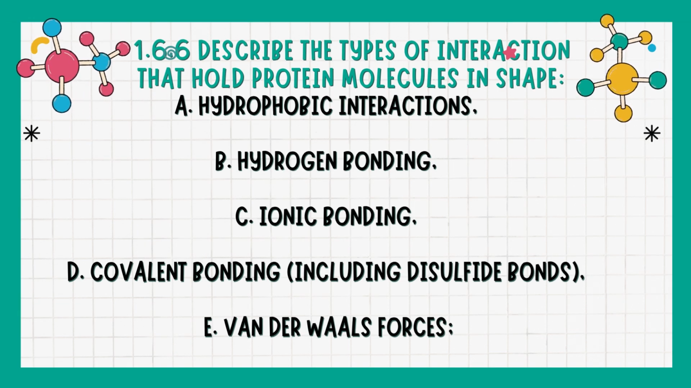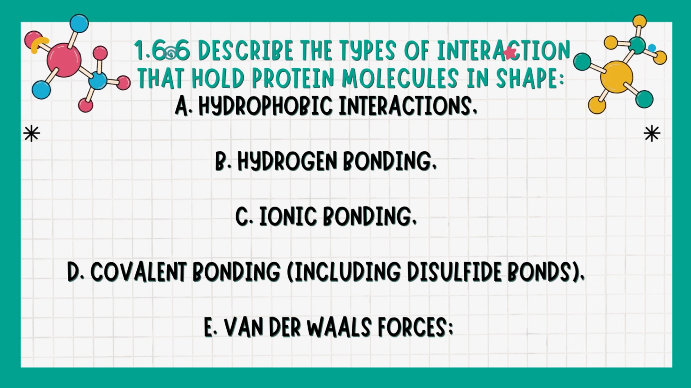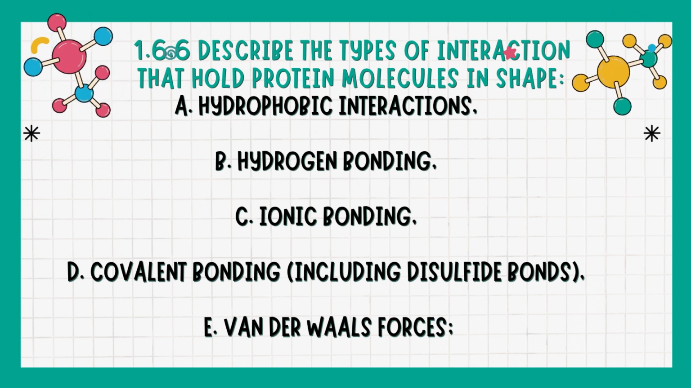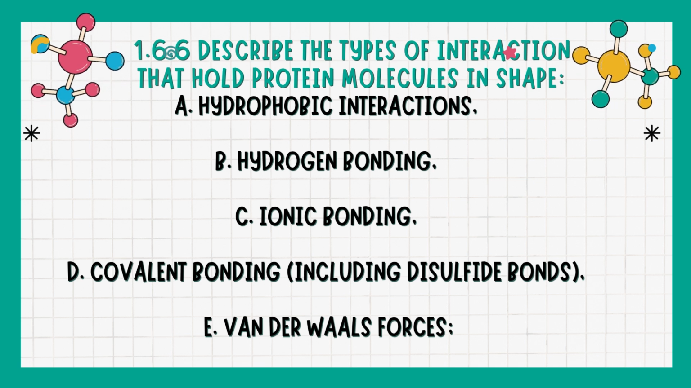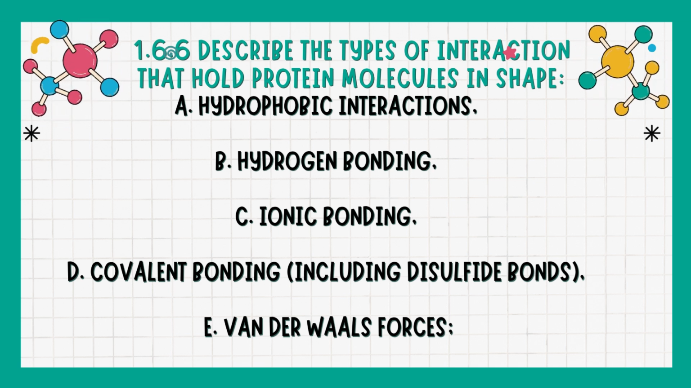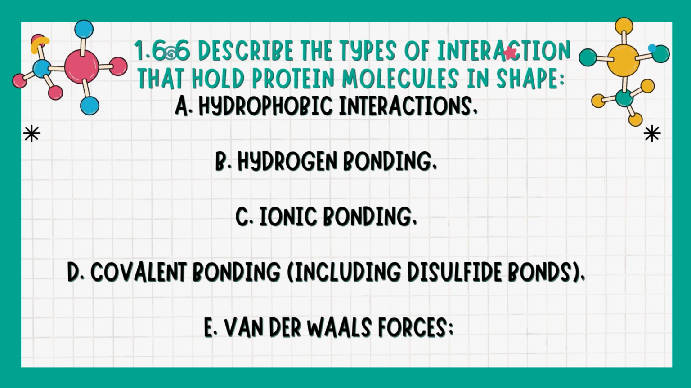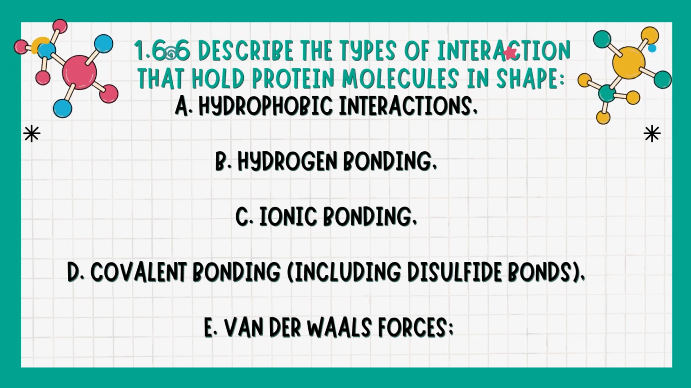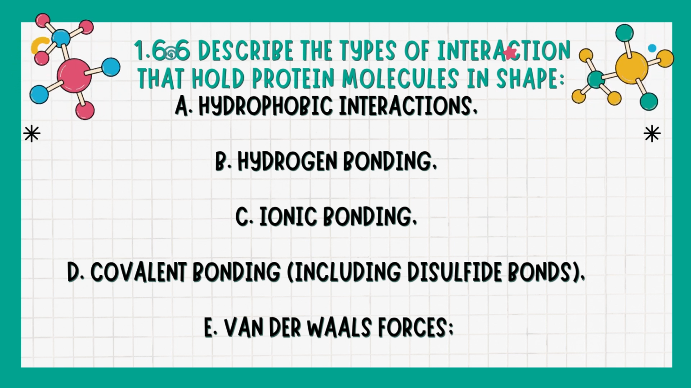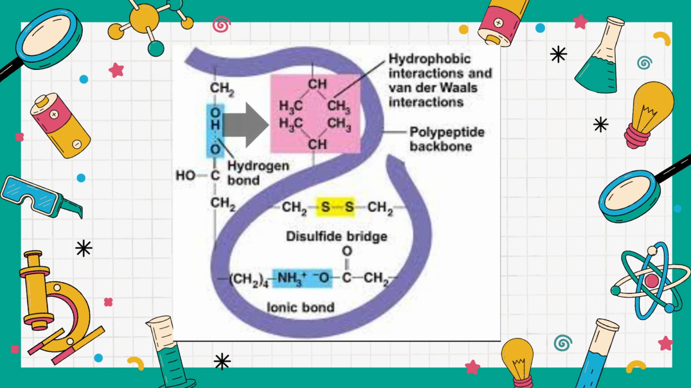Proteins exist in many forms and shapes. Some have primary structure, some also exist as secondary, tertiary, and quaternary structures. All these forms are maintained by molecular interactions. In this video, we will describe the types of interaction that hold protein molecules in shape. The interactions are A. Hydrophobic interactions, B. Hydrogen bonding, C. Ionic bonding, D.